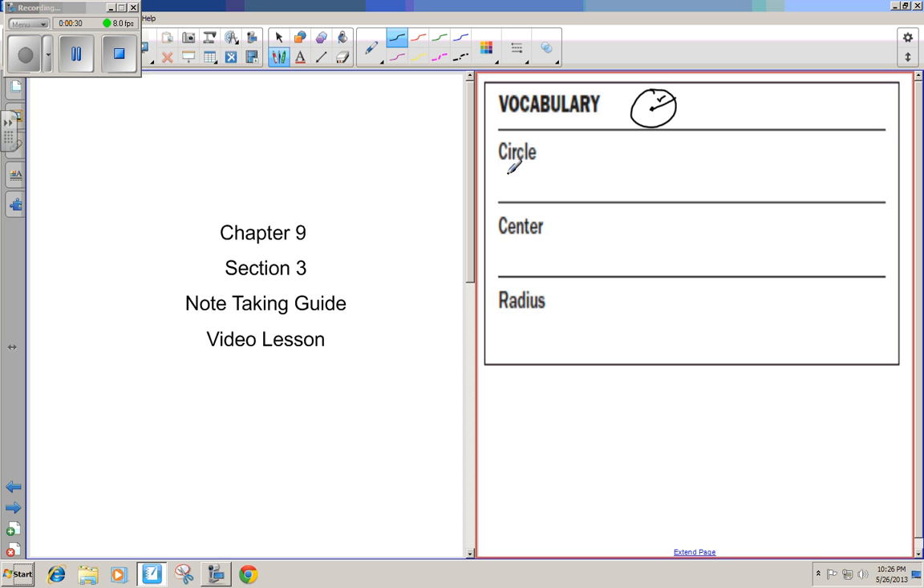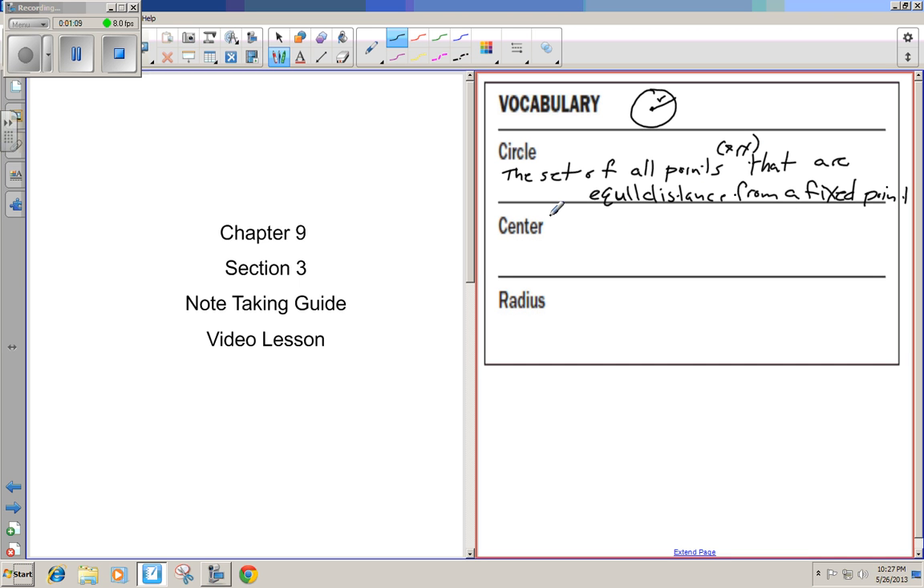But what a circle is, it is the set of all points that are equal distance from a fixed point. Okay. So it's a set of all points, I guess you could say all of the x and y's, that are equal distance from a fixed point.